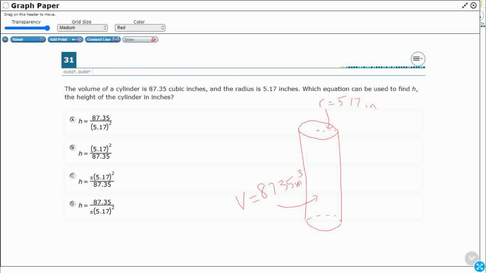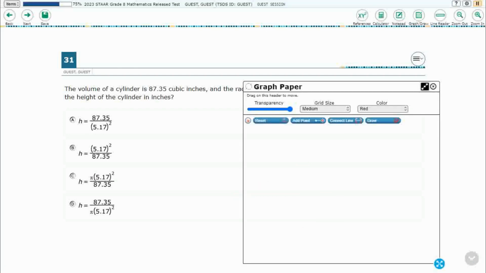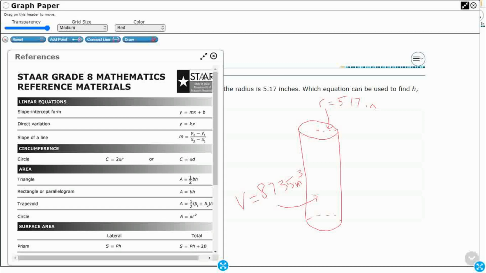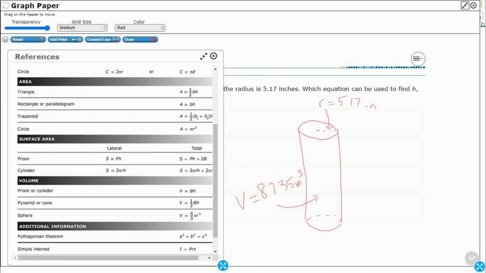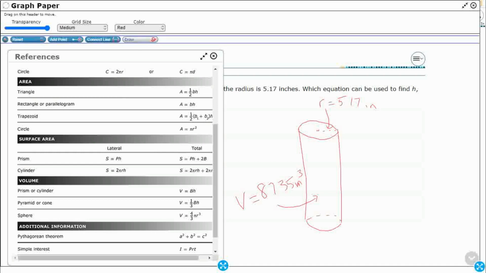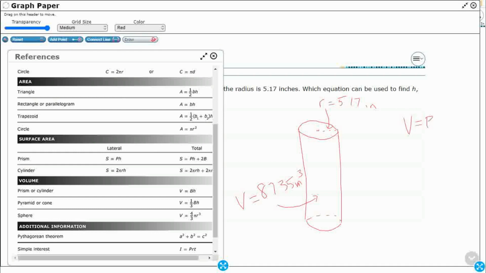So we need to find the height. All right, so how do we find the height? Now that we've got a visual representation, let's go ahead and get our reference materials open because we're going to need to find volume. Volume of a cylinder, V equals base times height. Okay, so this is what we know. Volume equals base times height. Well, if I'm looking for height, I need to isolate that variable, right?